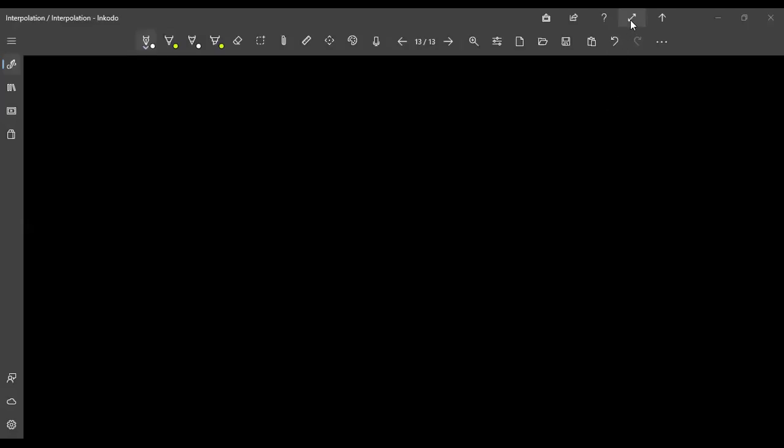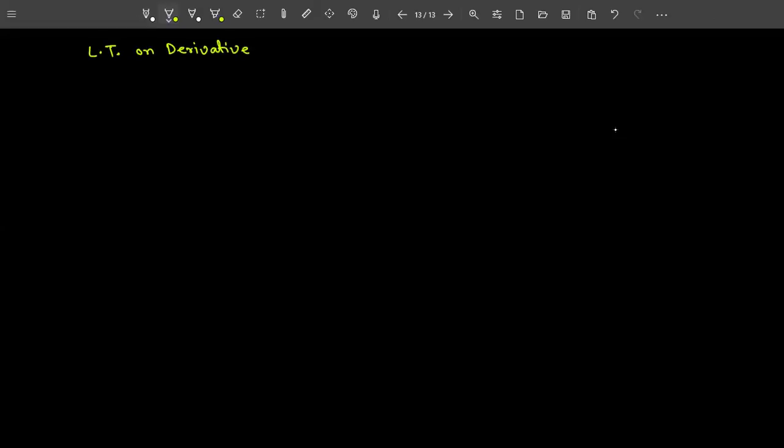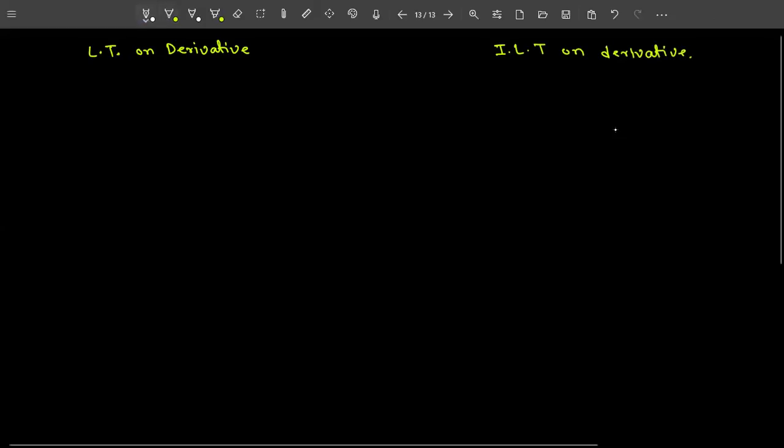Hello everyone. Today's topic is Laplace transform and inverse Laplace transform on derivative. On the left hand side I am writing Laplace transform on derivative, and on the right hand side I am writing inverse Laplace transform on derivative. Clear? So first, Laplace transform on derivative.